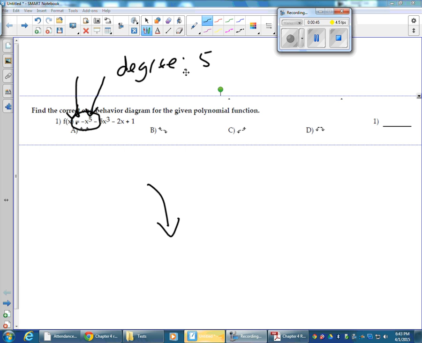When the degree is odd, your left side and your right side are doing opposite things. When your degree is even, they're doing the same thing. So since this is a 5, which is an odd number, that means it has to be doing different things. So since it's down on the right, it would have to be up on the left. So my answer is B. If it had been even, they'd be doing the same thing. The leading term tells you what it's doing on the right, and then the degree tells you whether it's the same on the left or the opposite on the left.